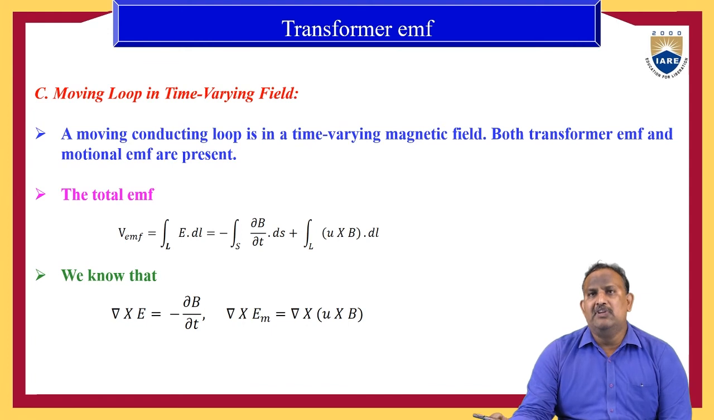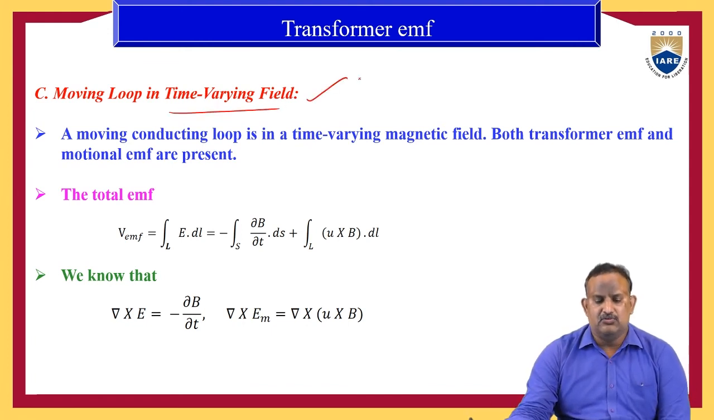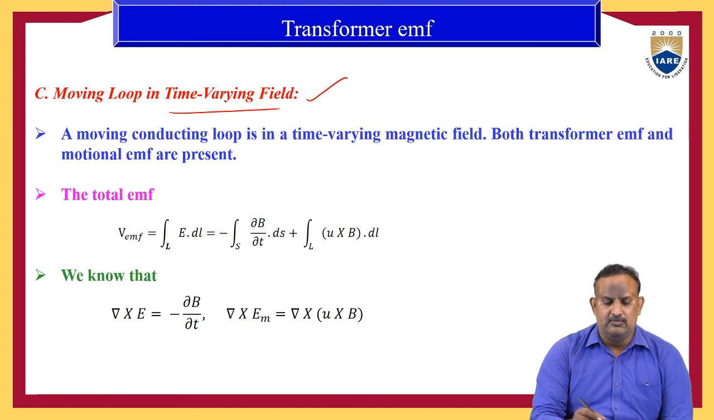The third one is moving loop in a time varying field. When a moving conducting loop is in a time varying magnetic field, both the transformer EMF and motional EMF are present. So if we add the first case and second case, we get the third case. Therefore, the total EMF, V EMF, is the line integral of E dot dl, which is equal to minus the surface integral of dB by dt dot ds plus the line integral of U cross B dot dl.